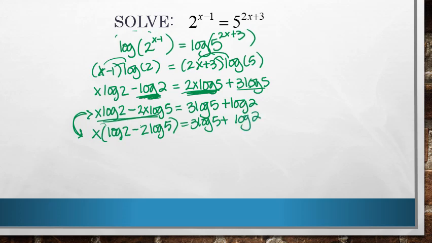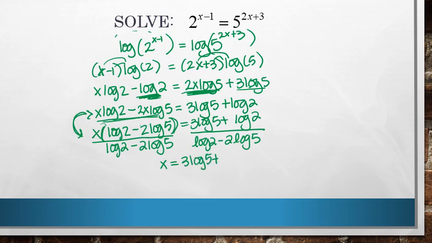And by doing that, that's allowing me to get this x isolated. I have x times this nastiness. So to undo a multiplication, you divide. So this is exactly 3 log 5 plus log 2 over log 2 minus 2 log 5. So there's the exact answer. That is really ugly. And then if you were to approximate it, it's about negative 2.19.